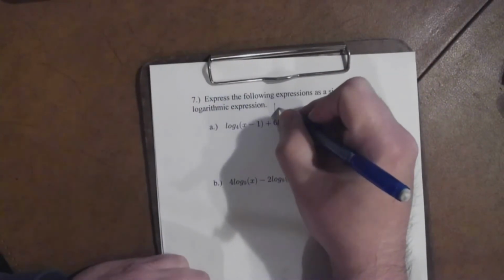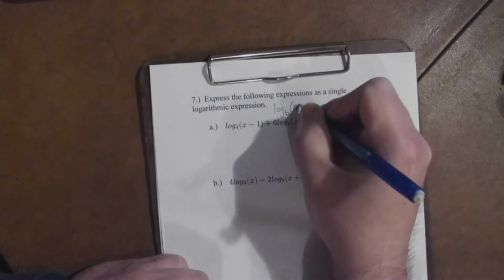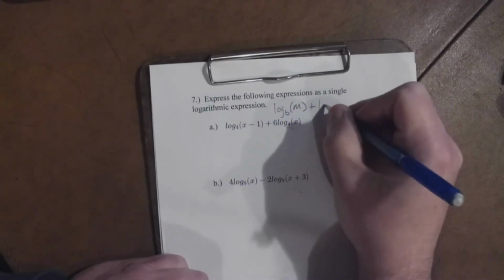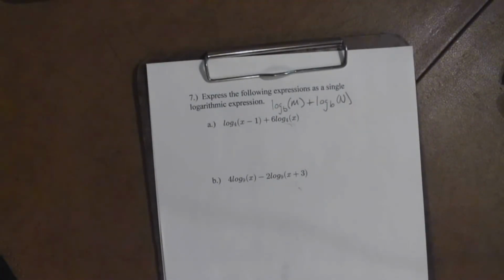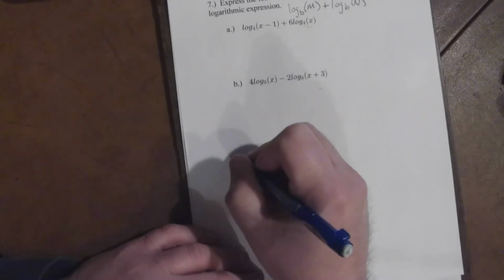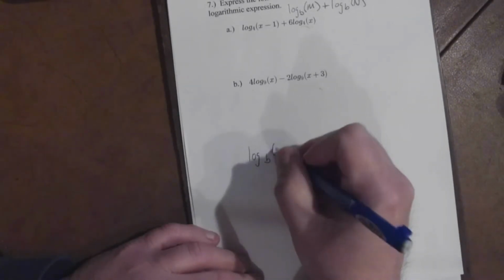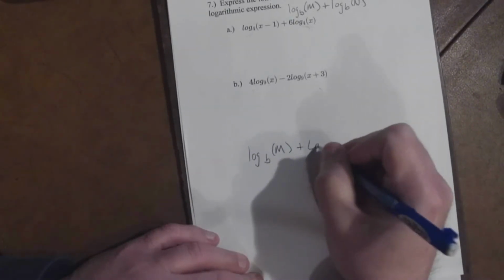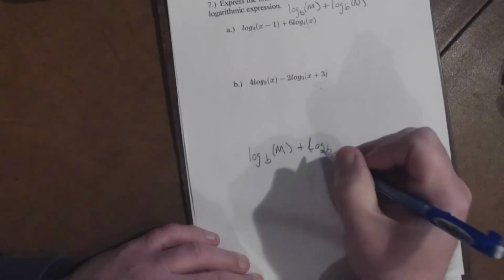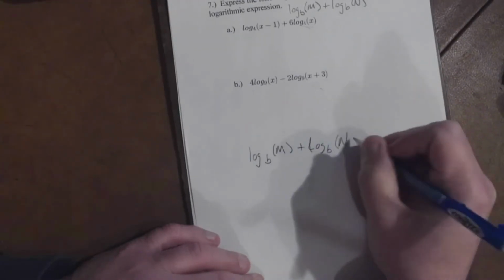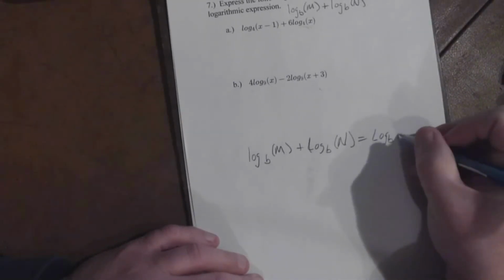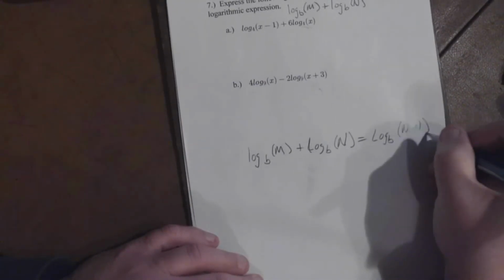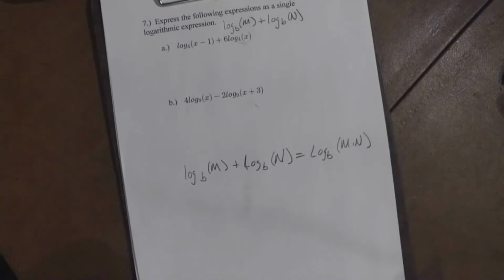If we were to say, for instance, we had the log base b of m, and we added that to the log base b of n, right? Actually, I probably should put these down here. We have the log base b of m. We're going to add that to the log base b of n. And what the rule says is that you can write that as a single logarithm if you multiply the two arguments, if you write it as m times n.